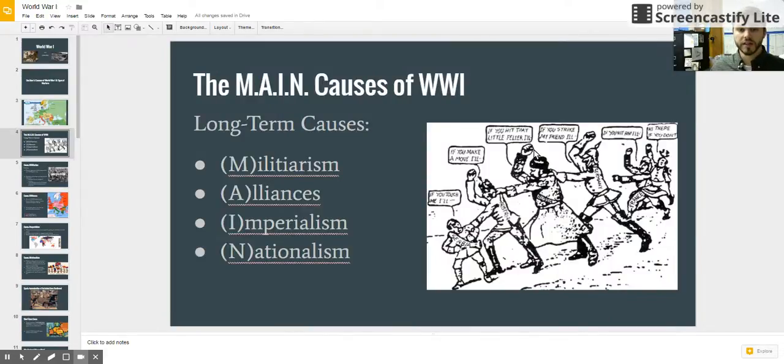All right, to understand the causes and why World War I or the Great War happened, you got to remember the main causes. All right, and MAIN is an acronym, and MAIN stands for militarism, alliances, imperialism, and nationalism. Those four things all put together are going to cause World War I to start. And we're going to see it kind of set the stage for a spark to set it off.